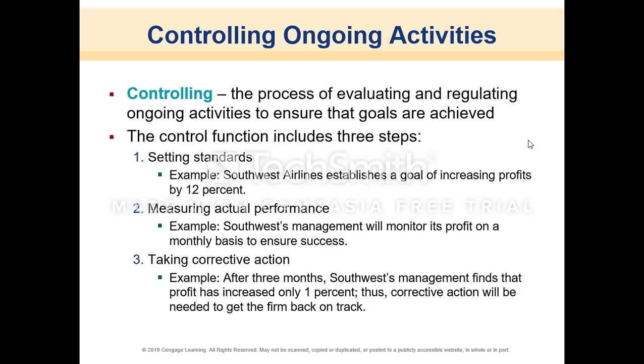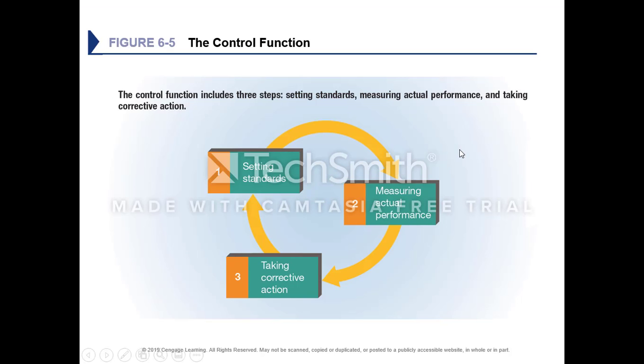And then there's controlling, and that's the process of evaluating and regulating ongoing activities to ensure that goals are achieved. And your controlling function includes these 3 steps: setting standards, measuring actual performance, and then taking corrective action. And here's a flow chart showing the 3 steps of the control function. And as you can see, they all move into each other. So once you're done with step 3, you're starting back up at step 1.